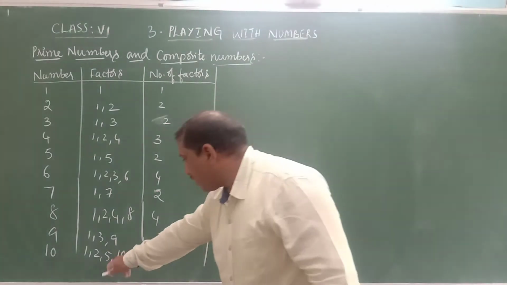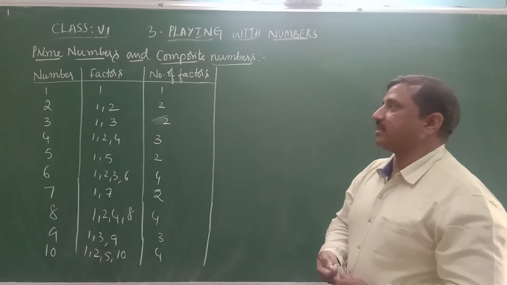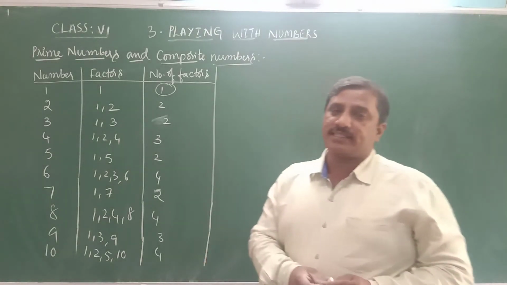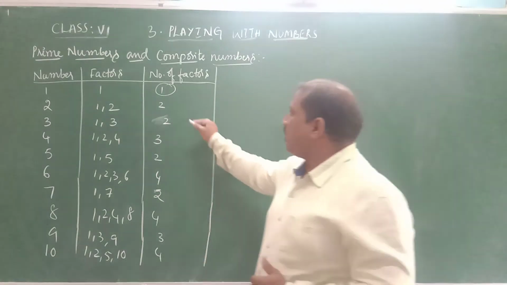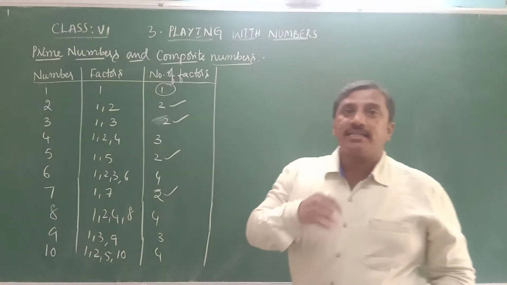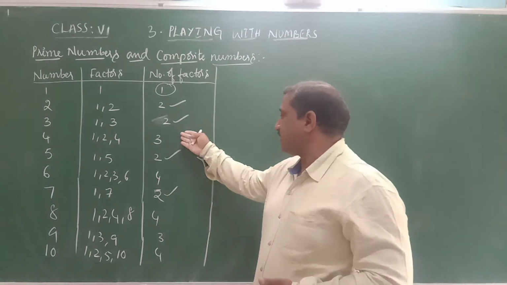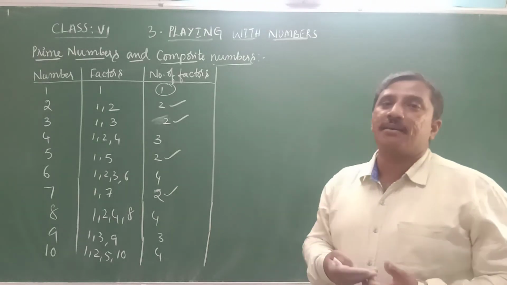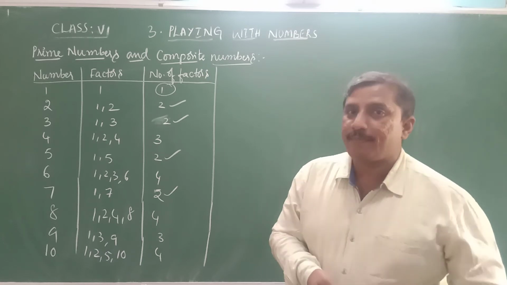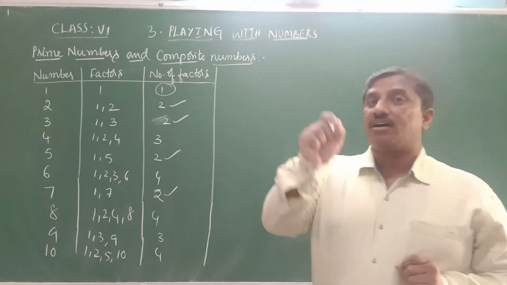And for 10, 1, 2, 5, 10, 4 factors are there. If you observe the number of factors other than 1, for some numbers only 2 factors are there, and the remaining numbers have more than 2 factors, like 3 factors and 4 factors. If you take bigger numbers, we may get 5 factors, 6 factors, or 8 factors. But there are some numbers whose number of factors are 2 only.